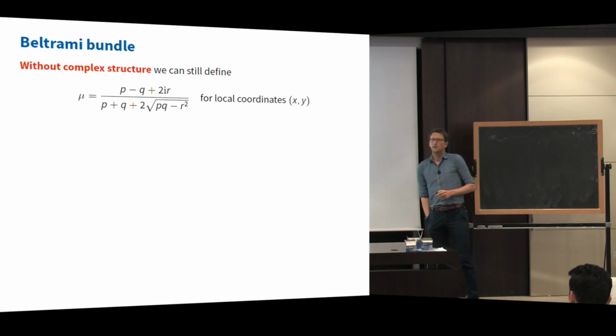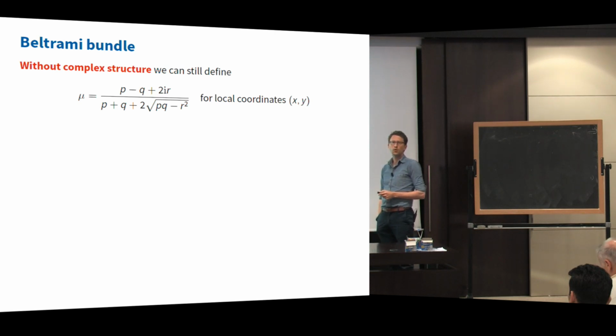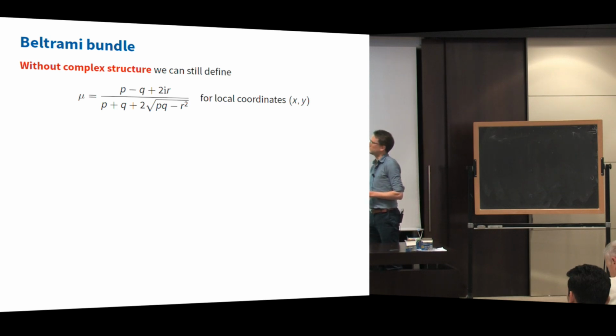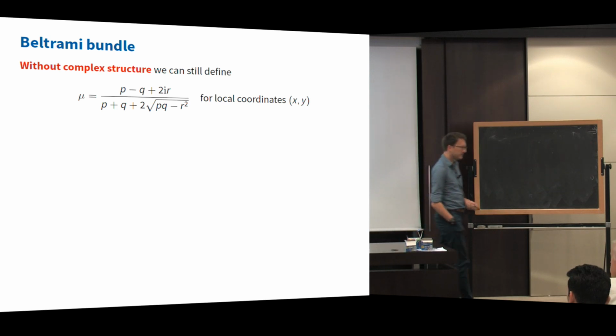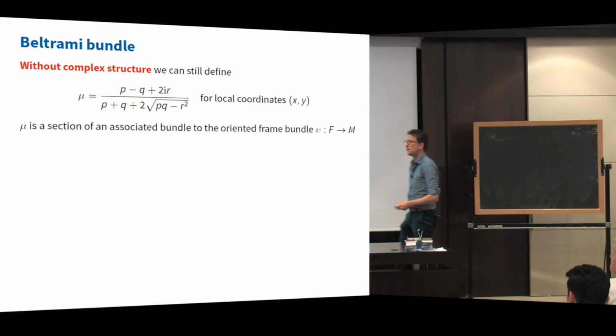Naively, if I don't have a local holomorphic coordinate on my surface, I can still happily take any coordinate system, write my metric as I did before, and write down this mu. So the question is, what have I written down? There's certainly nothing tensorial here when you look at the formula. So this is not going to be a tensor, but it might still be a section of some natural bundle. What is that bundle?